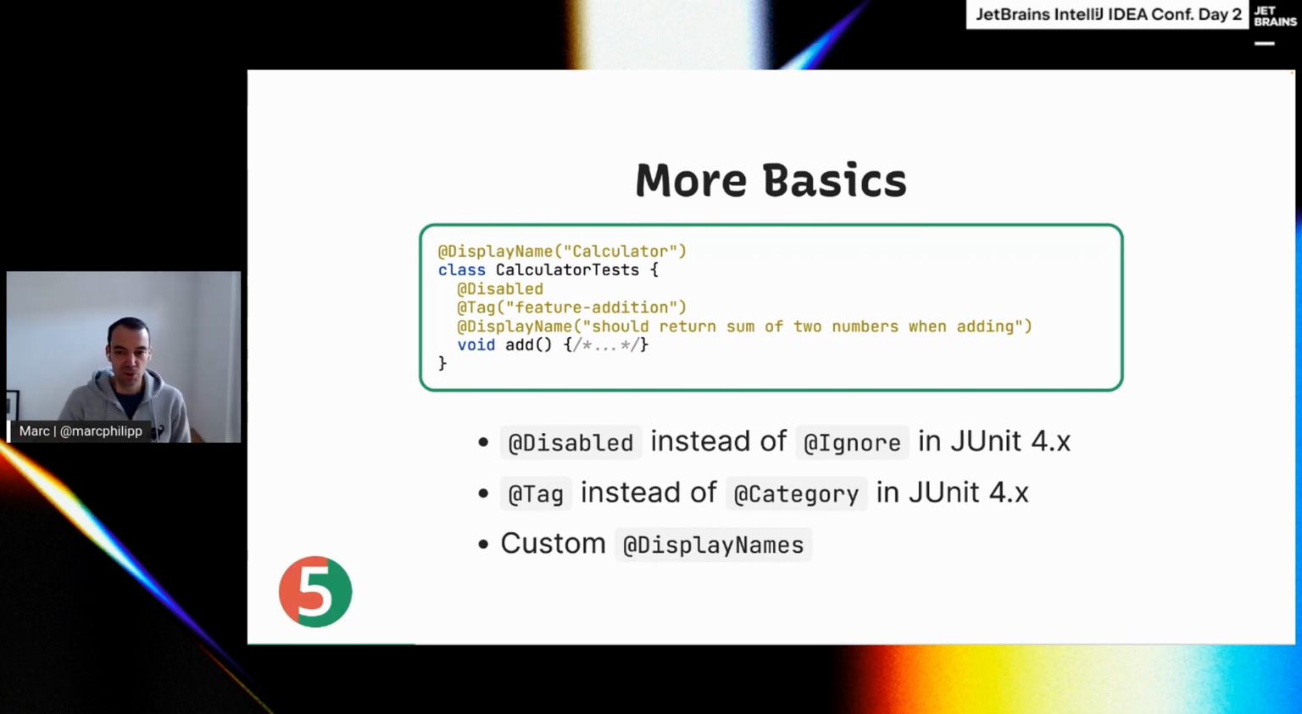There's things that you know, like ignore, but it's not called disabled. And there's also a more flexible way of tagging tests, which is the tag annotation, which just takes a string instead of a class literal. But all in all, the basics still look pretty similar, but there's a nice few additions that come with Jupiter compared to JUnit 4.